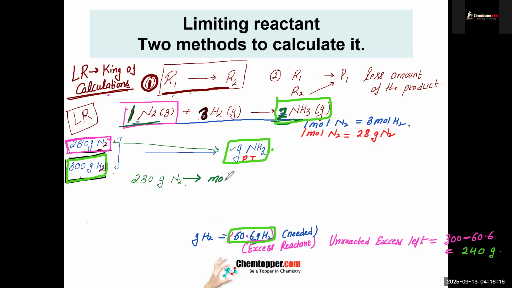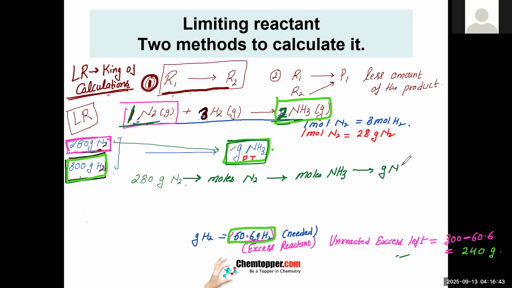All of you, please participate. From moles of N2, where should I go? Moles of H2? No, dear, the H2 work is already done. Focus on the aim. What is the aim? Moles of product, so moles of NH3, and then grams of ammonia. To go from grams of N2 to moles of N2, I can use the molar mass, right?